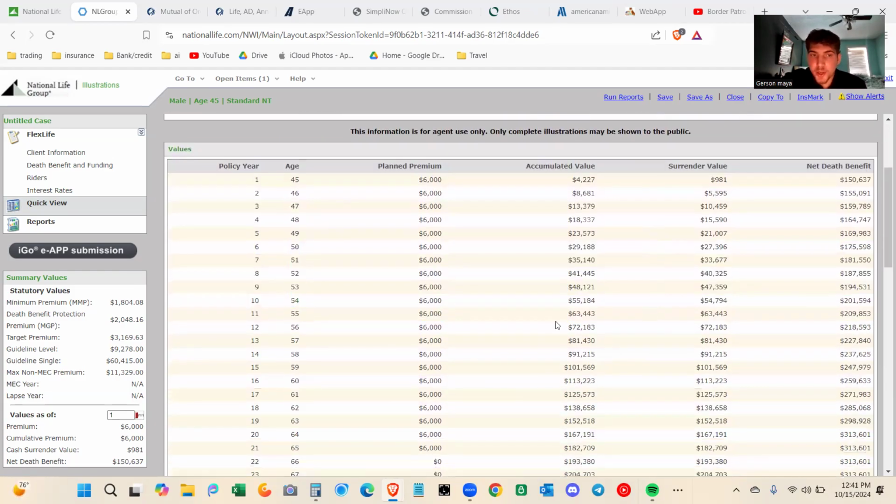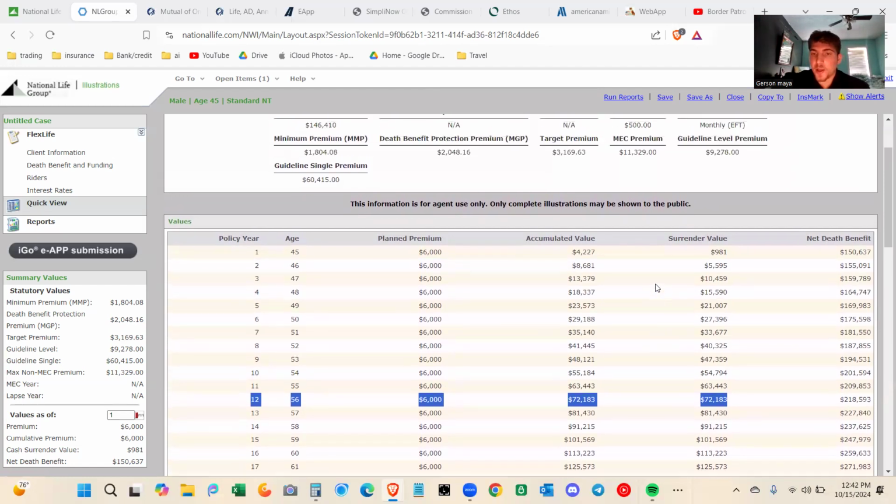Most policies are going to break even around year 5 to 10. So let's say he put $60,000 into the policy. He's still not at break even. He wouldn't hit break even until, let's say, that's 72,000 here. Till year 12, this guy wouldn't hit break even based off 6.4% interest.